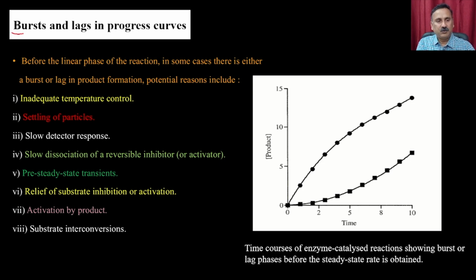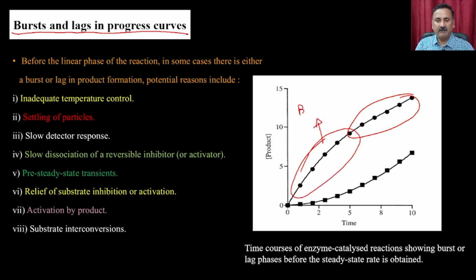And the worst issue is the burst and the lag in the progress curve. What you can see here is that I am showing you the two curves, where the later part of the curve is different from this part of the curve. This part of the curve is showing a phenomenon called burst, which means the enzyme is starting very rapidly, whereas in this case, this part of the curve is very different. This part is showing a lag phase, which means the enzyme is taking a very long time to recognize the substrate and catalyze the reactions.